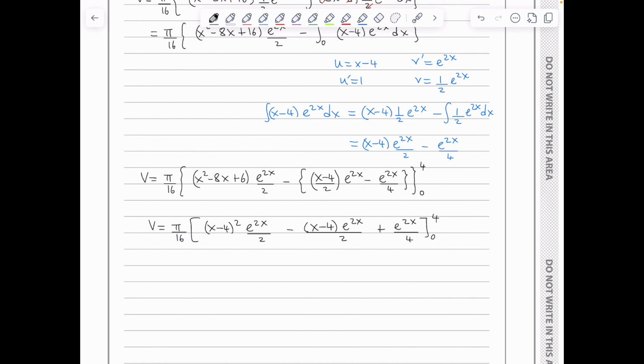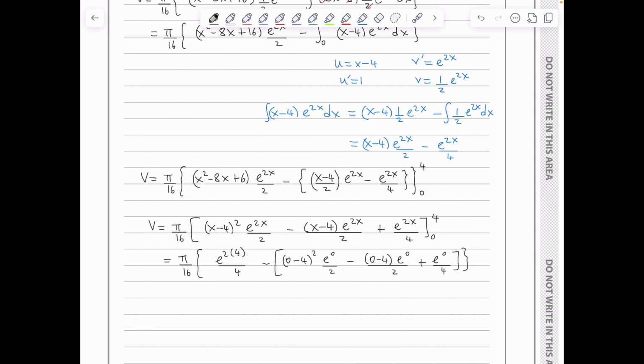Well, let's substitute the upper limit of 4. So we're looking at pi over 16. If I substitute the 4, this will be 0, this will be 0, and then this will simply be e to the 2 times 4 over 4. That's the upper limit substituted. So e to the 2 times 4 over 4. And then if I substitute the lower limit, I've got 0 minus 4 squared times e to the 0 over 2 minus the 0 minus 4 e to the 0 over 2 plus e to the 0 over 4. That's the lower limit substituted.